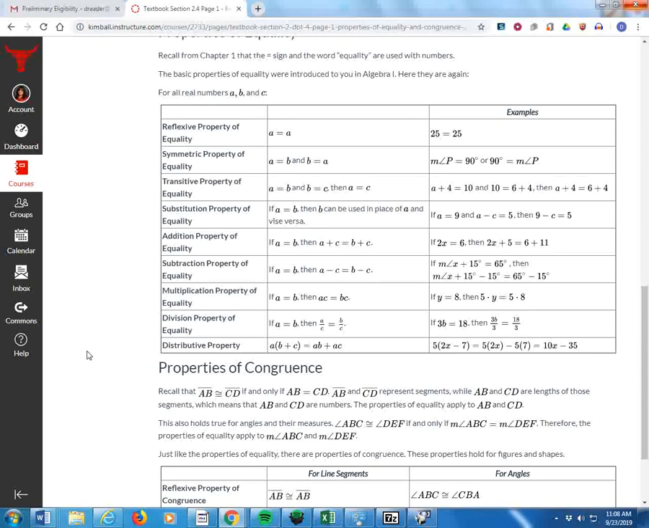That's just substitution. The addition property: if I add something to one side of an equation, I have to add it to the other. We already do this when we solve algebraic equations, right? Subtraction, the same thing. If I subtract something from one side, I have to subtract it from the other.